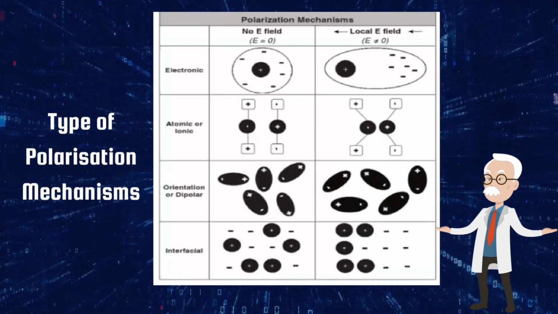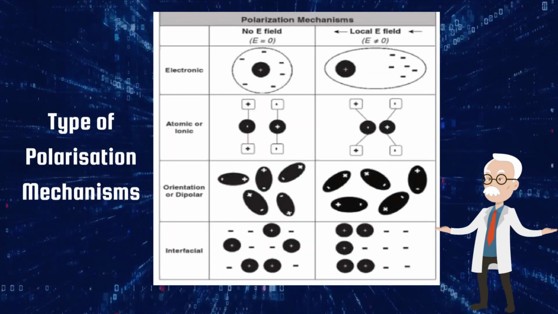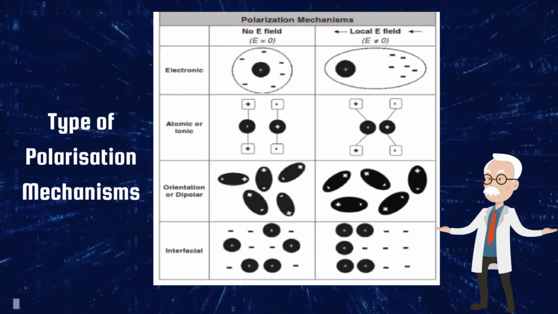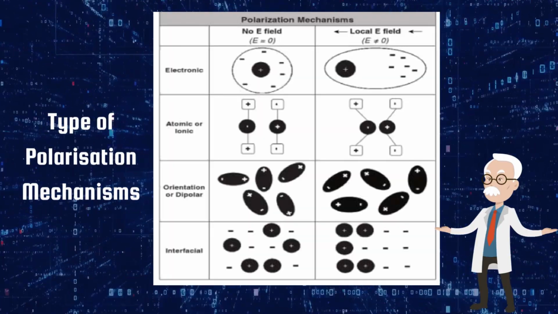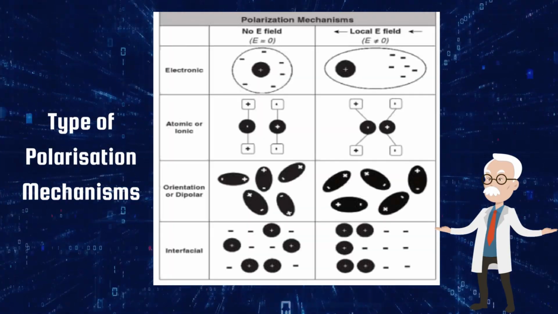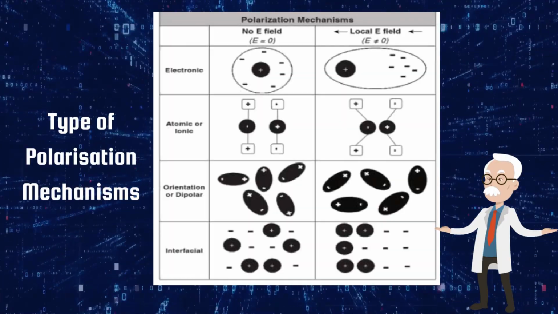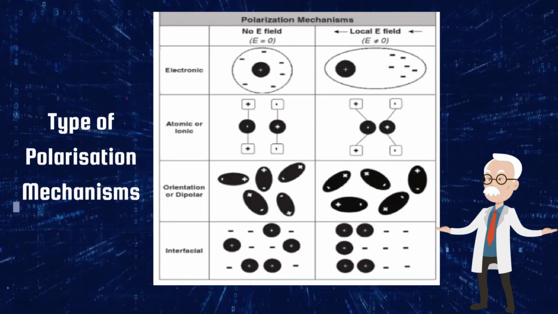Following up on our last point, let's look at the 4 main types of polarization mechanisms that occur when an electric field is applied. As shown in the table, we compare the material's behavior with no electric field on the left versus a local electric field on the right.